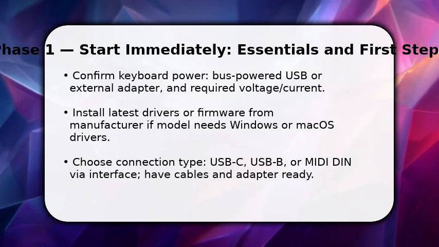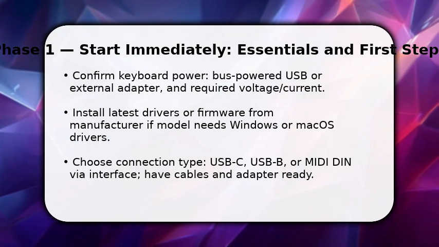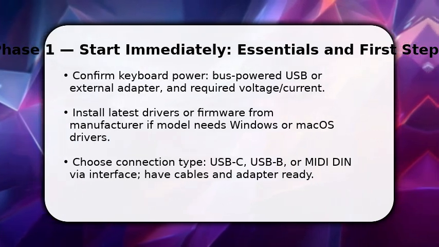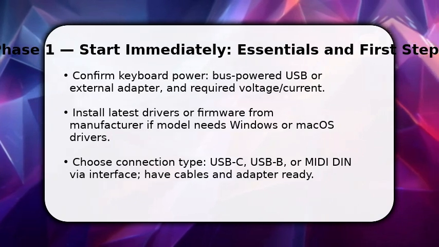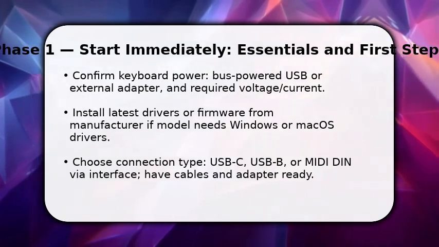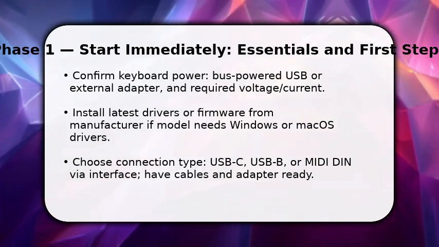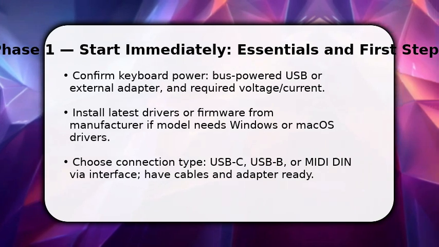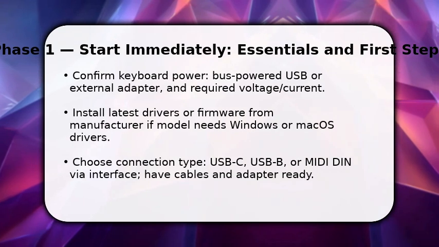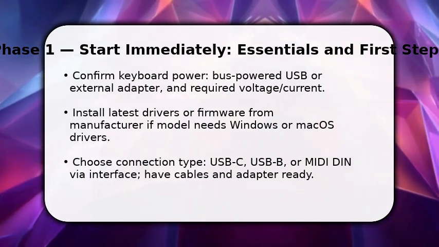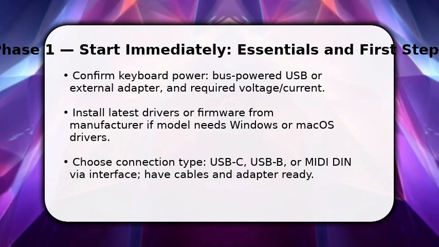You start by preparing what you need, because a smooth connection prevents troubleshooting later. First, power the keyboard. Use bus power for USB or plug the adapter in when required, since some models need external power. Next, install any manufacturer drivers on your computer to enable full functionality, especially on Windows. Finally, pick your connection: direct USB for simplicity, or Midi DIN with an interface if you need hardware routing. Once done, plug cables in firmly and move to device recognition.